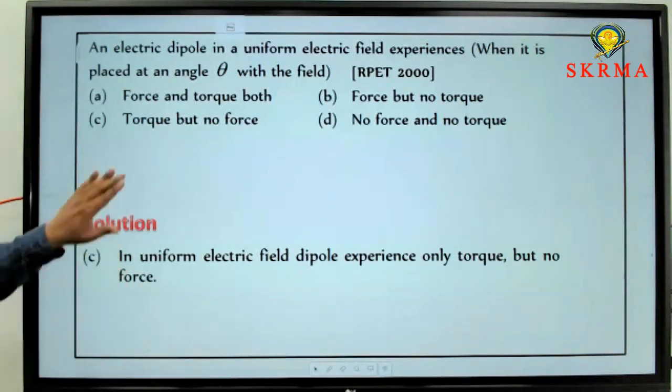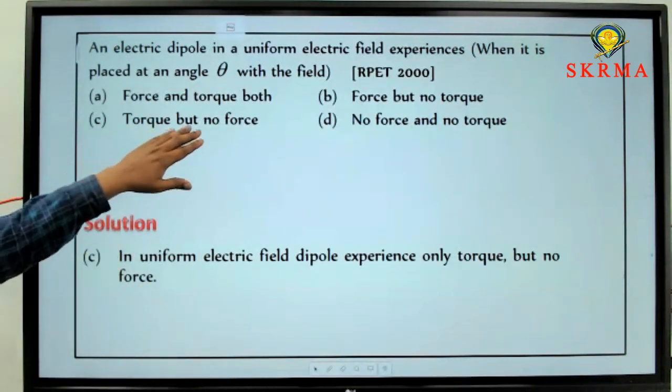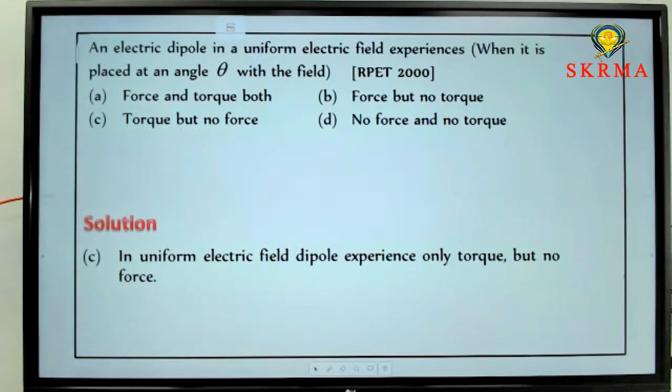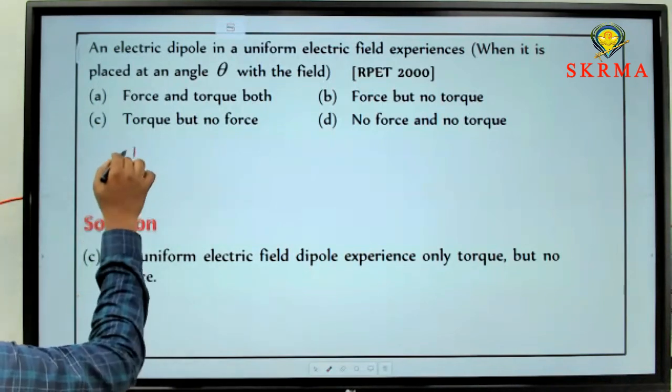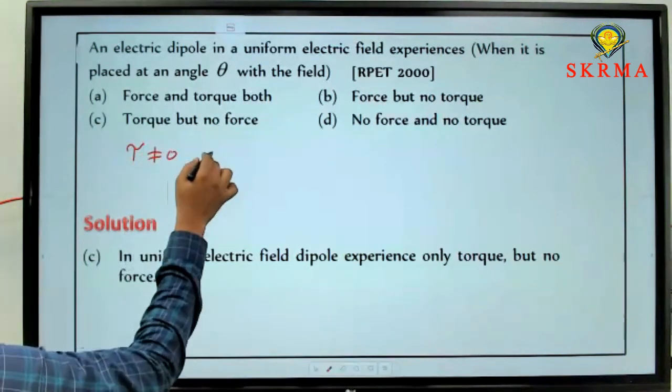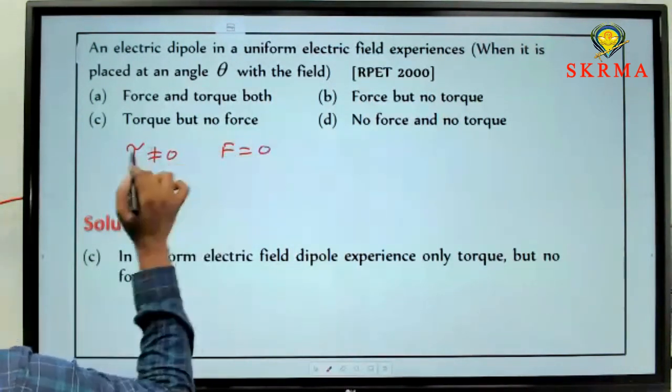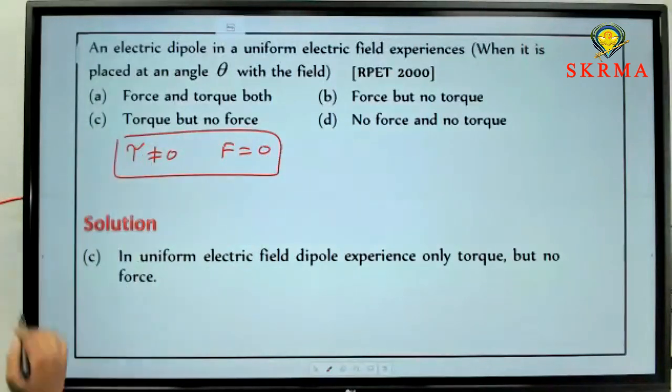So option C is the correct one. Torque but no force, that means torque is not equal to zero. Torque is not equal to zero and force equals zero. This is for a uniform electric field.